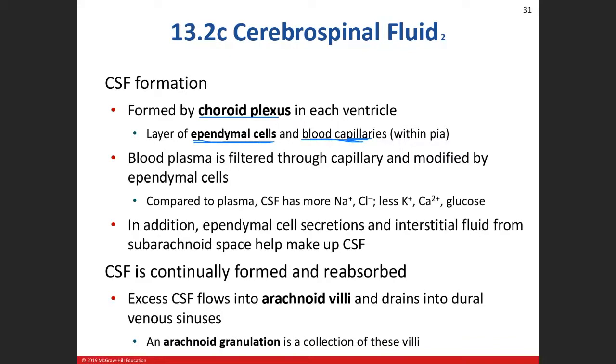Very similar to plasma, right? But there's more sodium and chloride, but in this case, less calcium, and potassium and even glucose. Now, part of that is because glucose is a pretty big molecule, so it can't really get into that area there. Obviously, these ions, sodium, chloride, potassium, and calcium, are much smaller than glucose, so it's a little bit easier to be filtered. But for the most part, we're going to see a larger amount of sodium and chloride compared to potassium, calcium, and glucose in there.